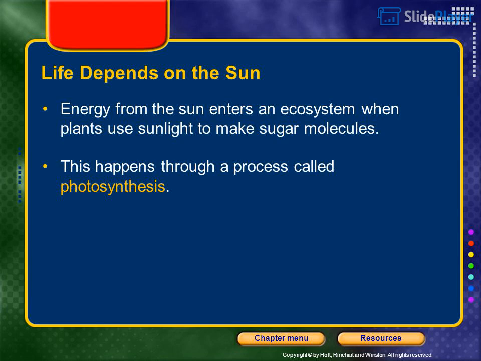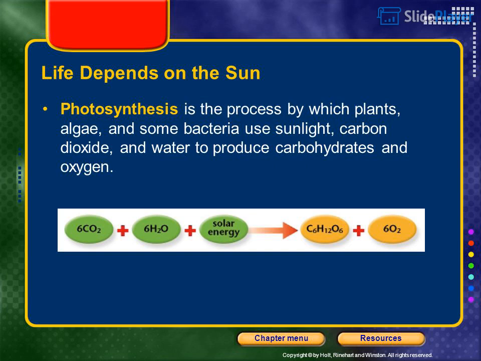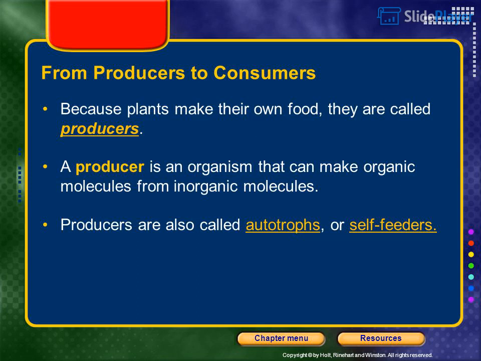Life depends on the sun. Energy from the sun enters an ecosystem when plants use sunlight to make sugar molecules. This happens through a process called photosynthesis. Photosynthesis is the process by which plants, algae, and some bacteria use sunlight, carbon dioxide, and water to produce carbohydrates and oxygen. From producers to consumers. Because plants make their own food, they are called producers. A producer is an organism that can make organic molecules from inorganic molecules. Producers are also called autotrophs, or self-feeders.